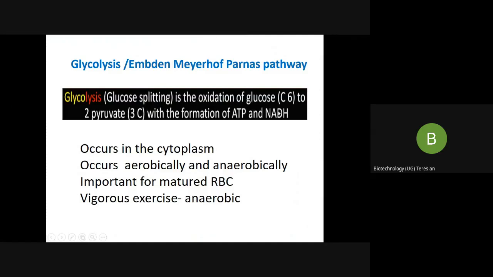So where does this glycolysis occur? Glycolysis occurs in all the cells, in the cytoplasm. It can happen under aerobic or anaerobic conditions. Particularly, it is important for the matured RBCs because we know that the RBCs lack mitochondria, and even when we are doing vigorous exercise, wherein there is a low level of oxygen, there also it becomes an important process.